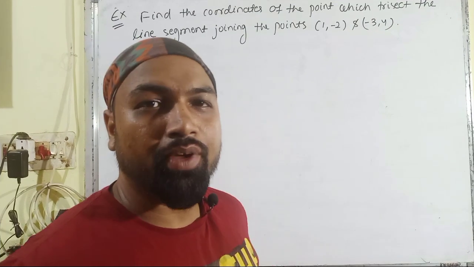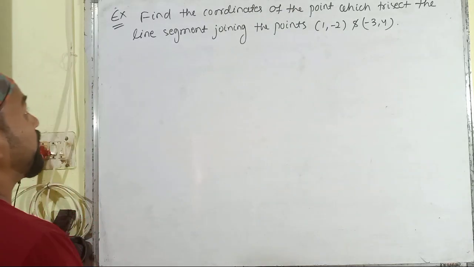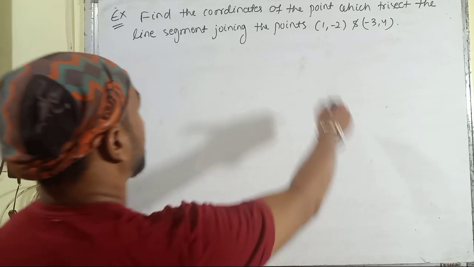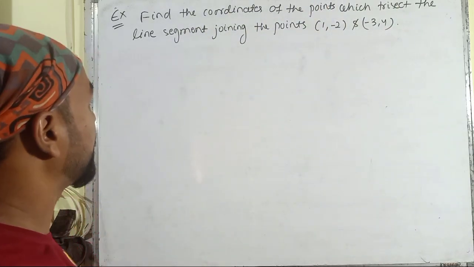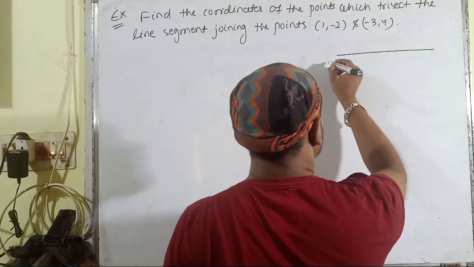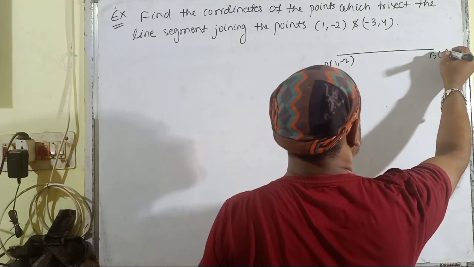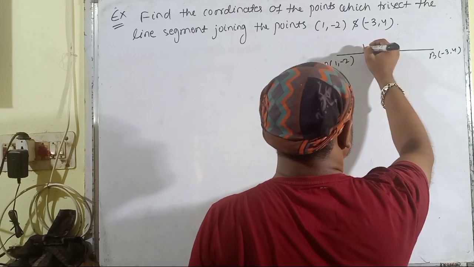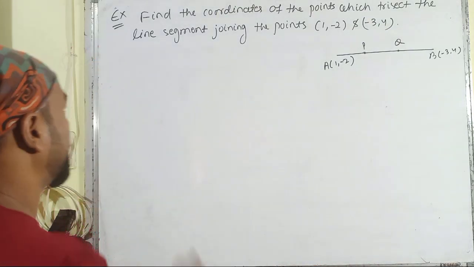So here it is the last problem based upon the section formula, or you can say internal division, external division. In this problem it has been asked to find out the coordinates of the points which trisect the line segment joining the points (1, -2) and (-3, 4). Suppose this is the point A(1, -2) and this is the point B(-3, 4), and there exist two other points P and Q which trisect the line segment AB.